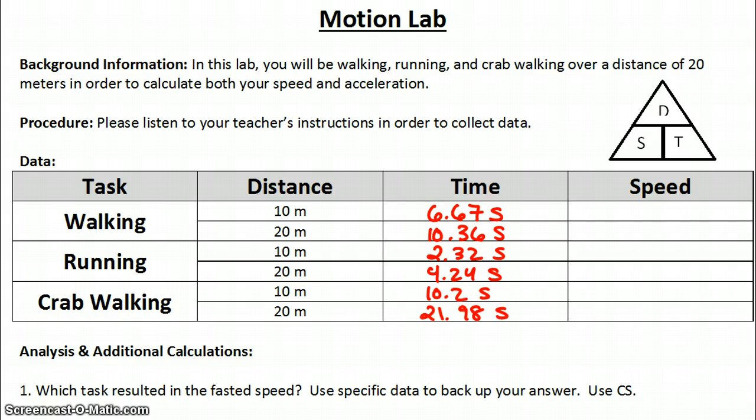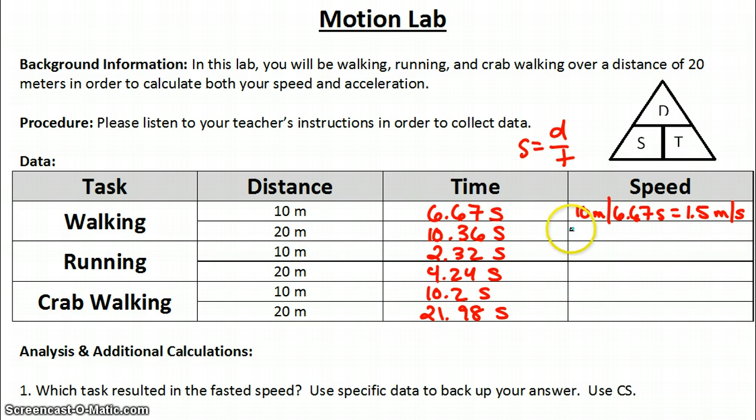First thing you needed to do was calculate the speeds for each of the pieces of data collected. We know that speed equals distance divided by time. So to find the speeds, you had to take the distance, which was 10 meters, divided by the time, which was 6.7 seconds. If you plugged it into your calculator, I would get 1.5 meters per second. Now remember, that's the answer for this data, not necessarily yours.